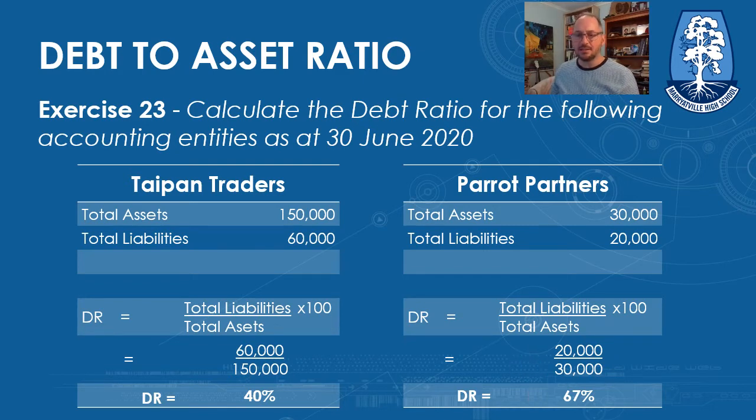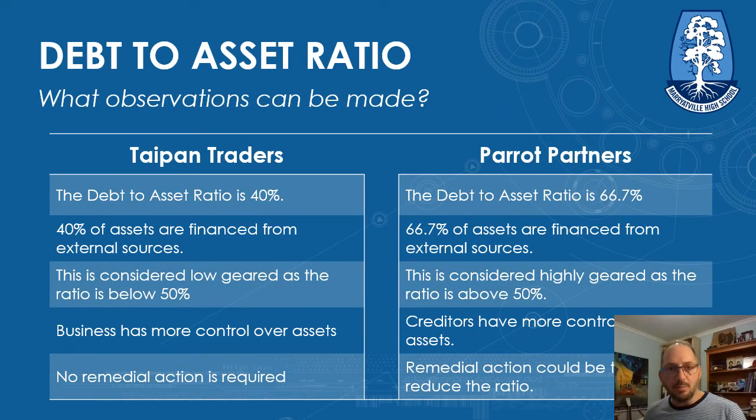How does that sound? What observations can be made about the debt to asset ratio for these businesses? Taipan Traders has a debt to asset ratio of 40%. What does this mean? This means that 40% of assets are financed from external sources, from debt as opposed to equity. Is this low or high geared? Well, this is considered low geared because the ratio is below 50%.